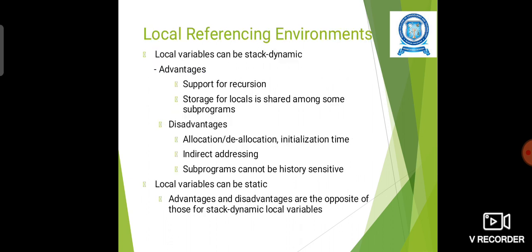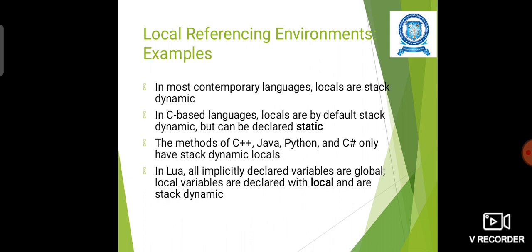Local referencing environment. Local variables can be stack dynamic. It supports recursion. Storage for locals is shared among some subprograms. Local variables can also be static. In most contemporary languages, locals are stack dynamic. In C-based languages, local variables are by default stack dynamic but can be declared static. The methods of C++, Java, Python and C# only have stack dynamic locals.